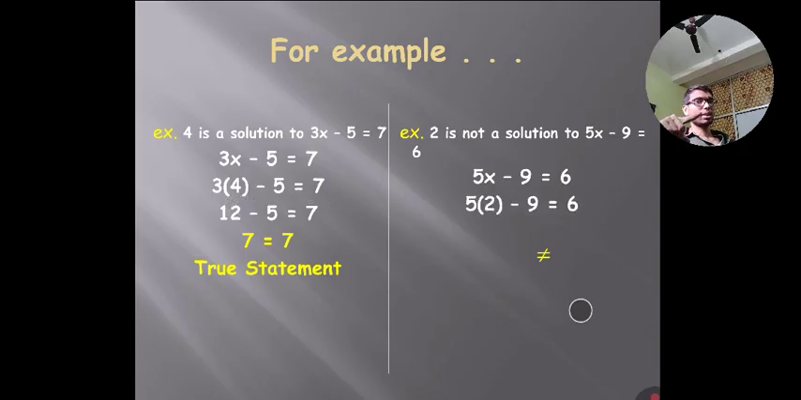2 is not a solution to this equation. Here you can say 5 2s are 10, and here 1 minus 6 you are getting. 1 is not equal to 6, so it is not a solution. We are saying 2 is not a solution to this equation, so it is a false statement.